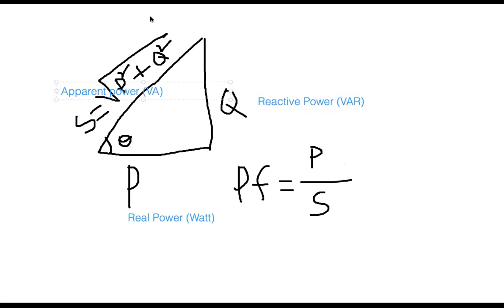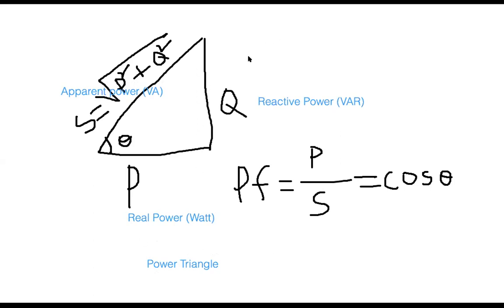This power factor is the cosine of theta, and this is called the power triangle. Keep in mind that in the FE exam you might be asked what the power triangle is. Then you have to show this triangle and explain each quantity. This is very, very important. If you can just remember this slide in mind, then you can solve many, many problems.